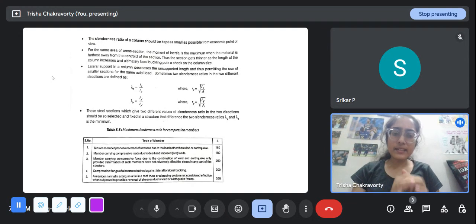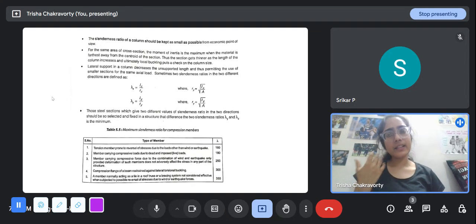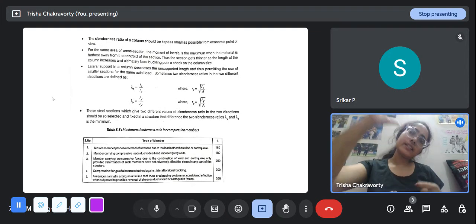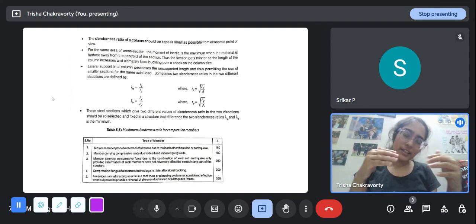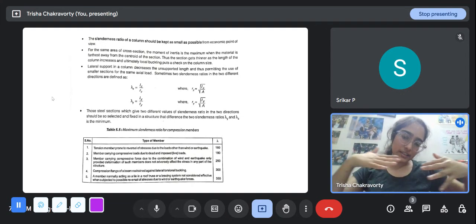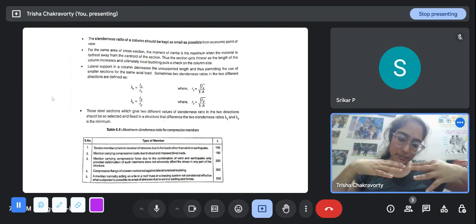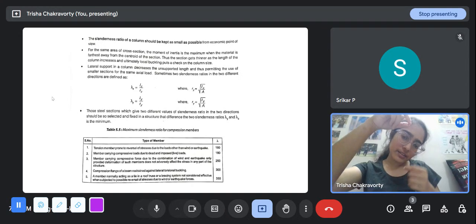Thus, the section gets thinner as the length of the column increases, and ultimately, local buckling puts a check on the column size. Lateral support in a column decreases the unsupported length, thus permitting the use of smaller sections for the same axial load. This is done in the case of steel structures. You may have noticed that in steel structures, if there is a very slender column, somewhere in the middle they will put a lateral support in the form of two other members, so that the effective length of the column is broken.